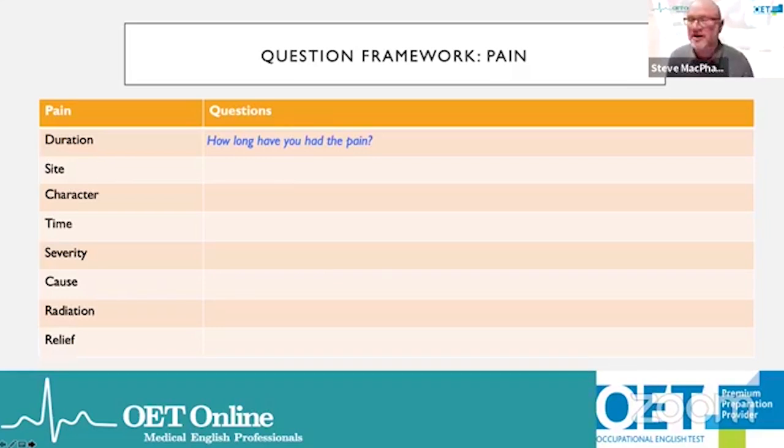Okay, let's try site. Everyone, let's everyone have a go with site. The location. I'll give you a hint. The first word is where. Begin this sentence with where. Begin with where, everyone.